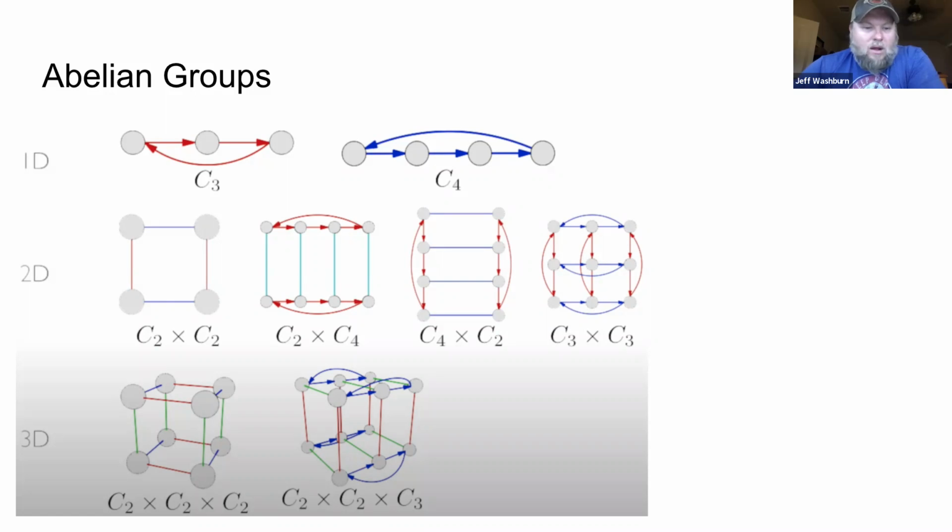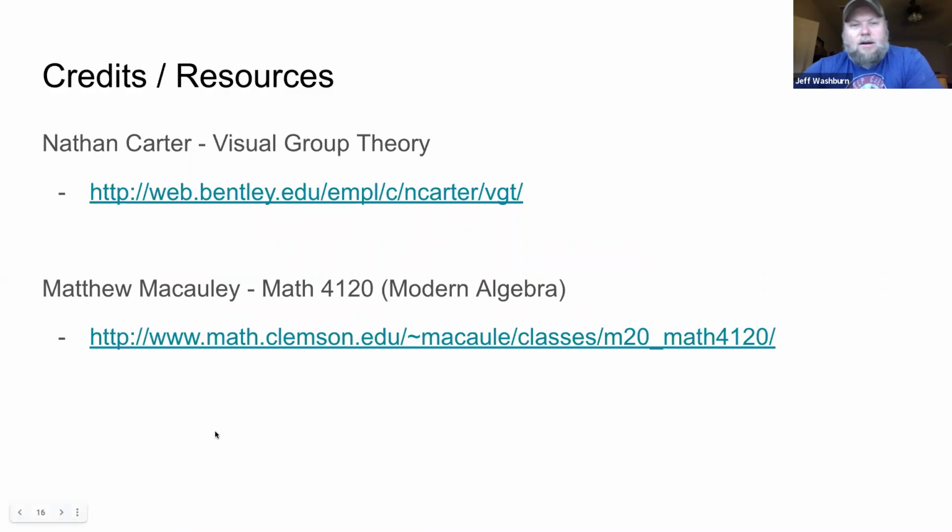So hopefully, this was an interesting topic. It was definitely interesting for me to study. It's definitely a lot there. I've got to give credit here for a lot of these diagrams that I'm using. Nathan Carter, Visual Group Theory, has a book out there that is good. What I found the most helpful was this course that Matthew Macauley did called Modern Algebra. It's out of Clemson. He had a wealth of videos. It goes into tremendous detail.